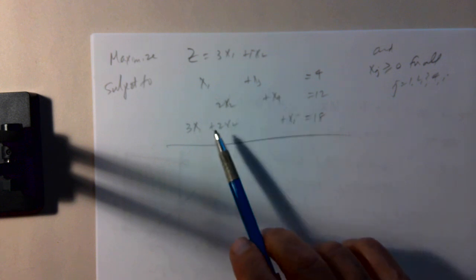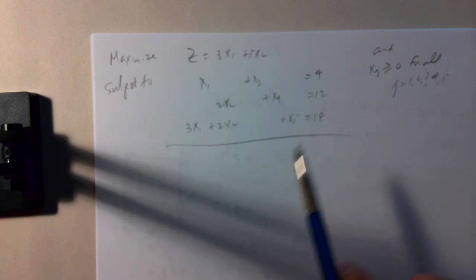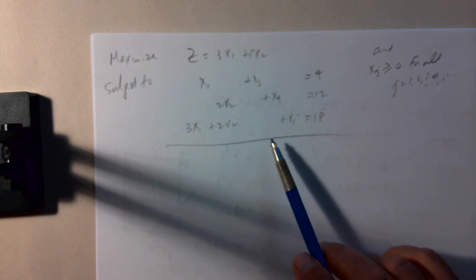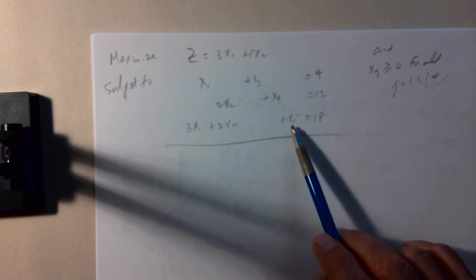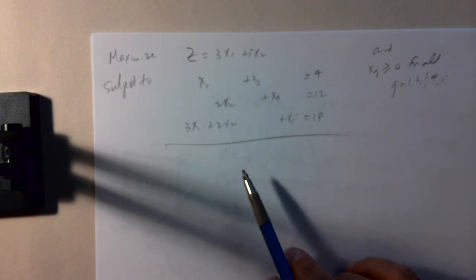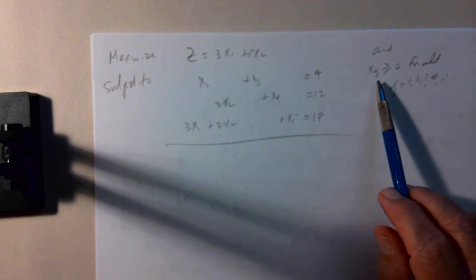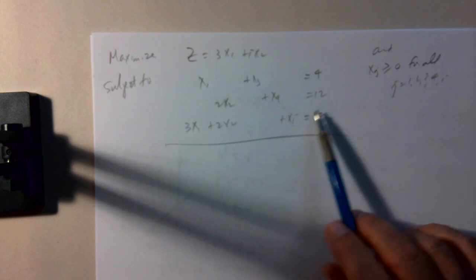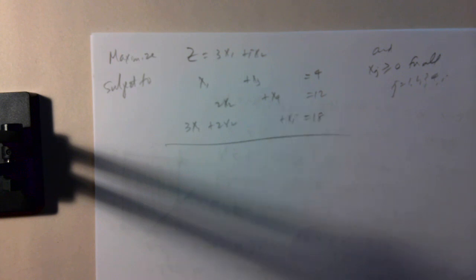If you have a solution x1, x2, x3, x4, x5, it's a feasible solution if all of the x's are greater than or equal to 0. It's not feasible if one or more of the x's is negative. And if one of the x's is 0, then this corresponds geometrically to being on the boundary of the feasible region.